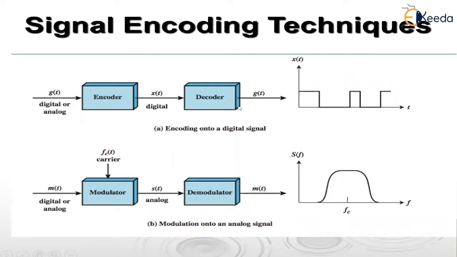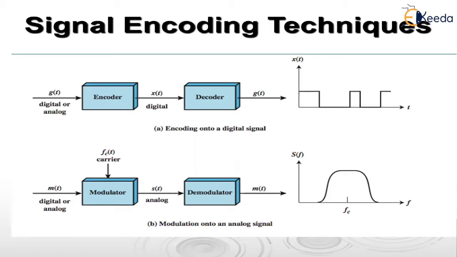Both analog and digital information can be encoded as either analog or digital signals. The simplest form of digital encoding technique is digital data, digital signals. The next encoding technique is digital data, analog signals, in which the modem converts digital data to an analog signal so that it can be transmitted over analog links. The next encoding system is analog data, digital signals, in which analog data such as voice and video are digitized for transmission over digital links.